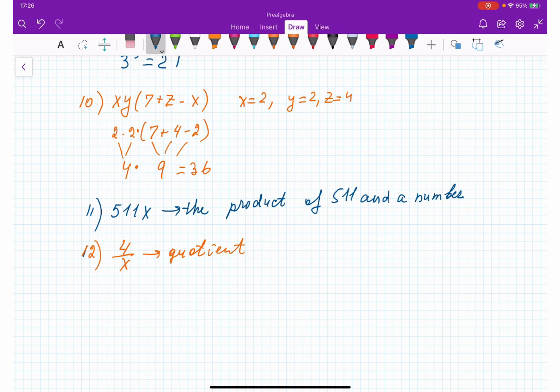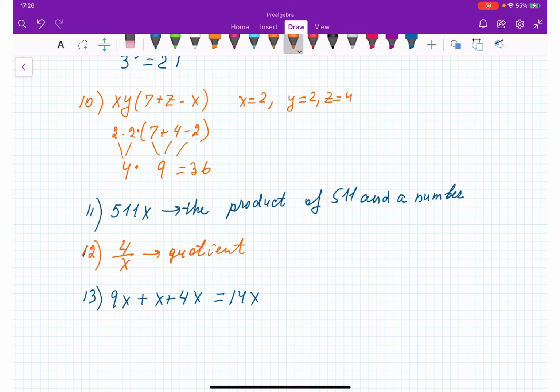So, 9x plus x plus 4x. How much is it going to be? 9x plus x is 10x. 10x plus 4x is going to be 14x. Yes?